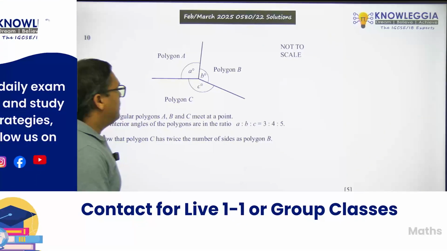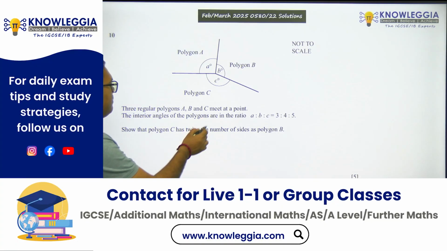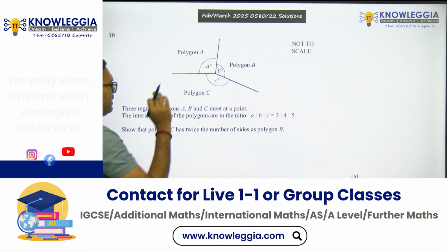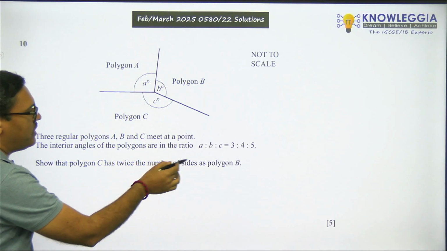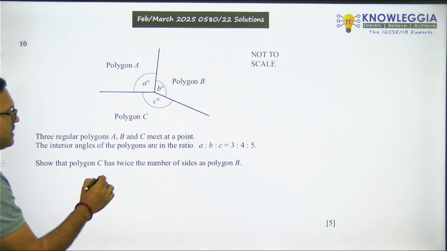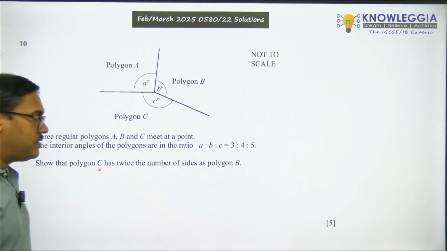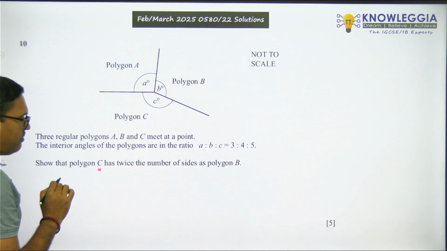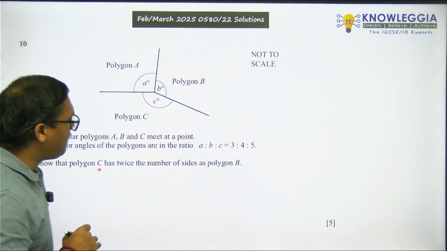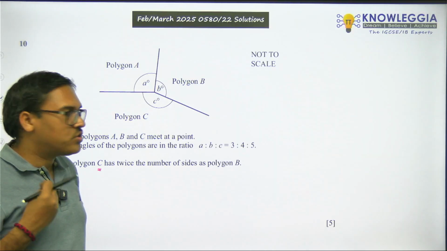Okay. Next question. 3 regular polygons A, B, C meet at a point. So basically 3 sides of 3 polygons A, B, C. The interior angles of the polygon are in the ratio A is to B is to C. Show that the polygon C has twice the number of sides as polygon B. So basically you have to get the sides of polygon C and sides of polygon B. So let's see this. Okay. So first thing is, what is the ratio A is to B is to C? This is 3 is to 4 is to 5.